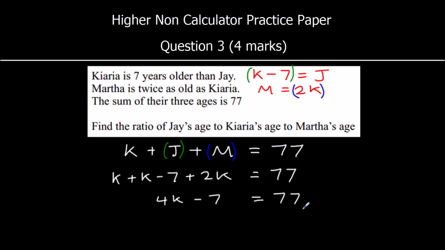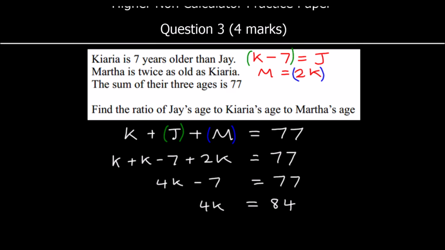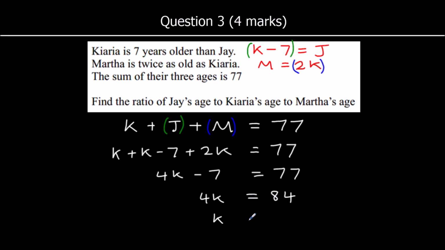I want to solve for K, so I want to get K by itself. I'm going to get rid of minus 7 by doing the opposite of taking away 7, which is adding 7. So I add 7 to both sides. 4 Ks are 84. I then divide by 4. So K is 21.